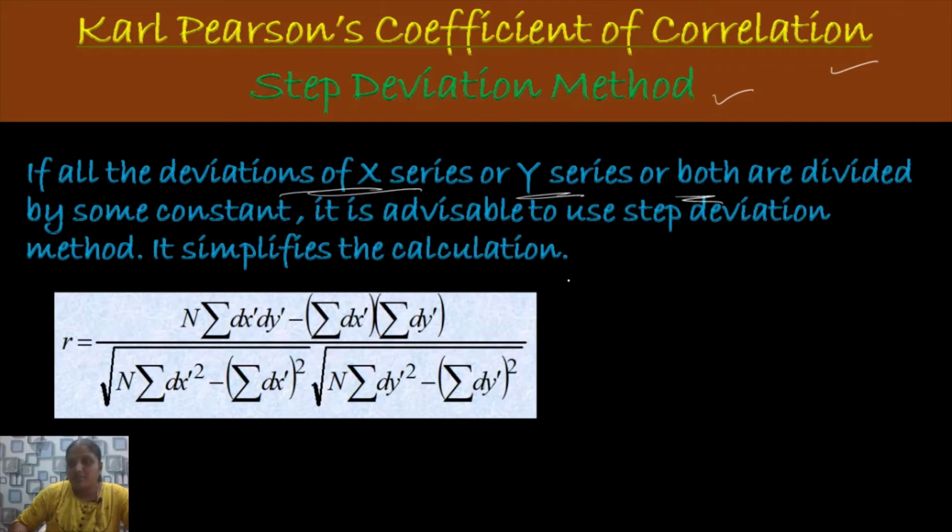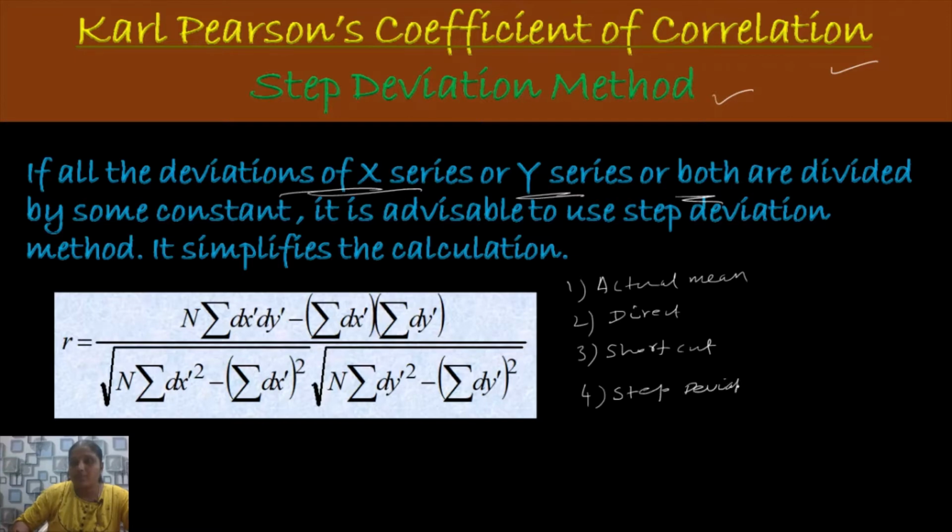Already we have discussed all three methods. Now we are at the last method of calculation of Karl Pearson's correlation coefficient. As the first method, we have discussed the actual mean method, the second one the direct method, the third one the shortcut method, and the last, which we are going to discuss now, is the step deviation method. So these are the four methods which we use to calculate Karl Pearson's coefficient of correlation.